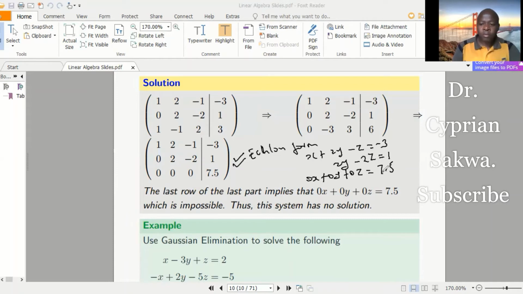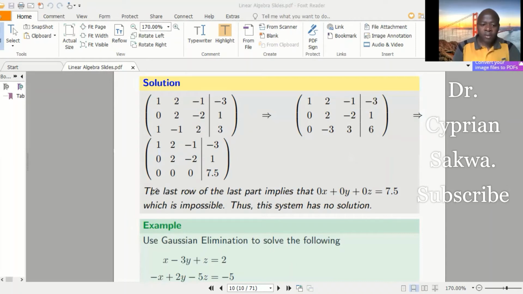This is not possible. It's not possible that we can have 0 times a number plus 0 times a number plus 0 times another number, and the result be non-zero. It's not possible. And so, since that is impossible, it means the system that we were given above to solve has no solution.